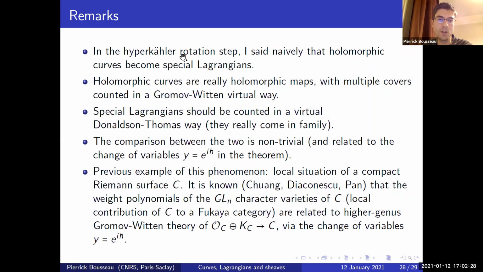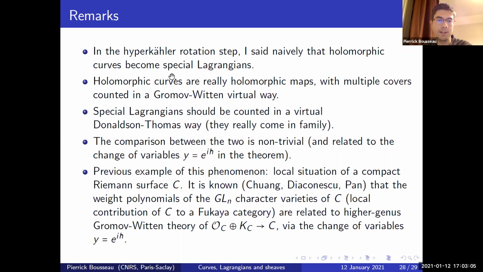So the first difficulty is that at the hyperkähler rotation step, I said naively that holomorphic curves become special Lagrangians. But holomorphic curves, if I really think about them in a Gromov-Witten way, are really holomorphic maps. In particular, they do not have to be immersions, they can have multiple covers, and you need a virtual class to count these numbers in a virtual way. And similarly, special Lagrangians should also be counted in an appropriate virtual Donaldson-Thomas way. They're really in families, and to get exact numbers, you also need to do some virtual work.